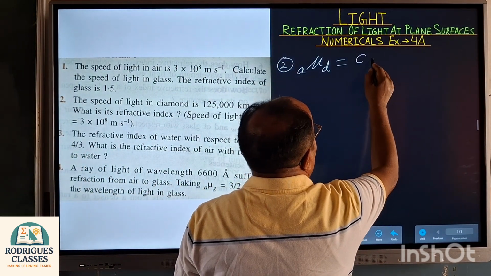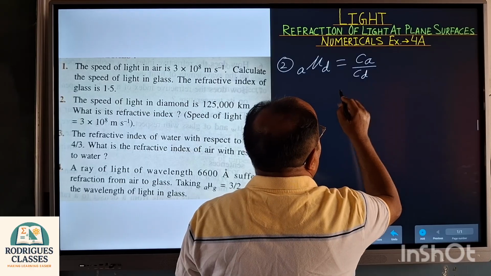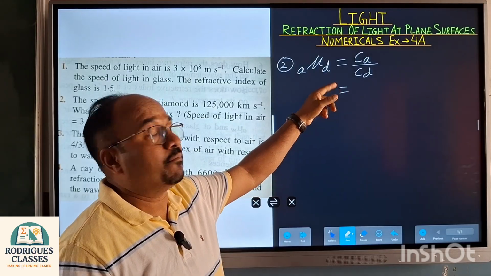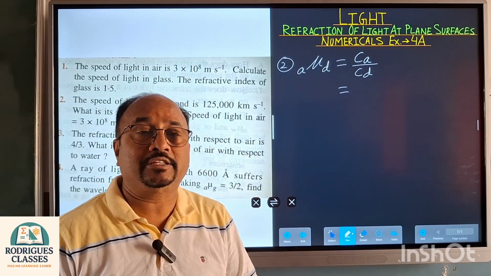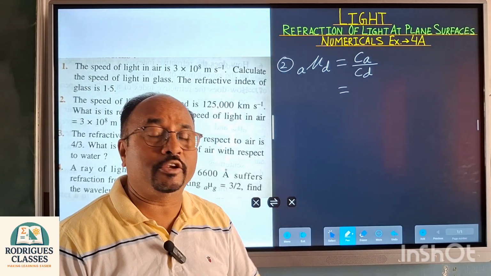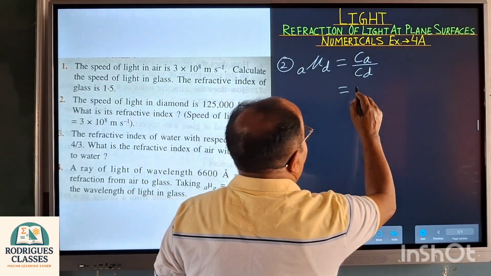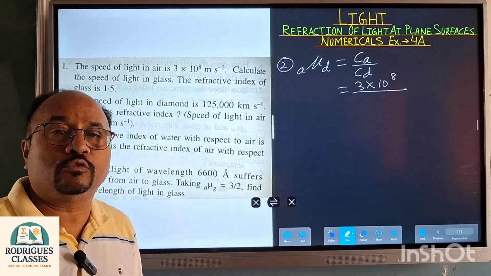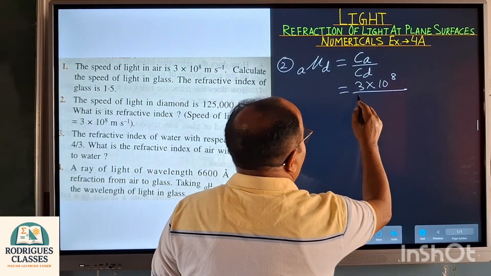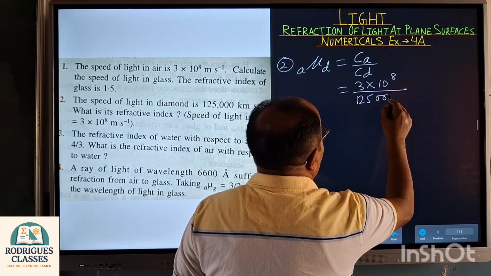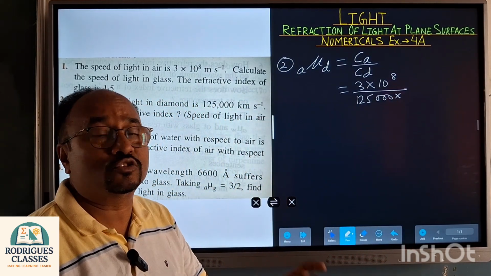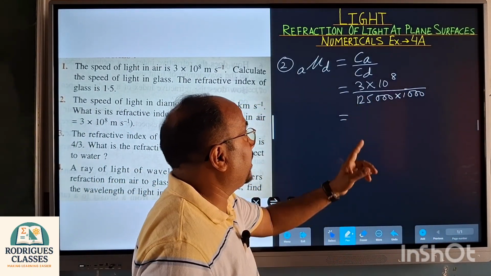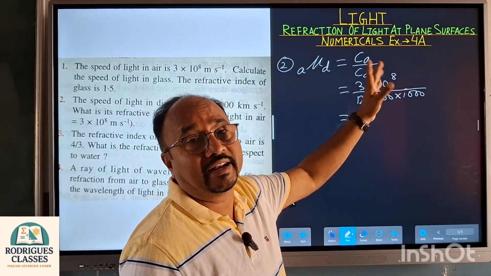So I will get here speed of light in air by speed of light in diamond. Writing that formula, refractive index of diamond with respect to air equals speed of light in air by speed of light in diamond, and now we substitute the value. Speed of light in air is 3 into 10 to the power 8 meter per second, and in diamond it is 125,000 kilometer per second. It is in kilometers, so I should change to meter by multiplying with 1,000. You can see altogether there are 3 and 3, 6 zeros here and 8 zeros here.